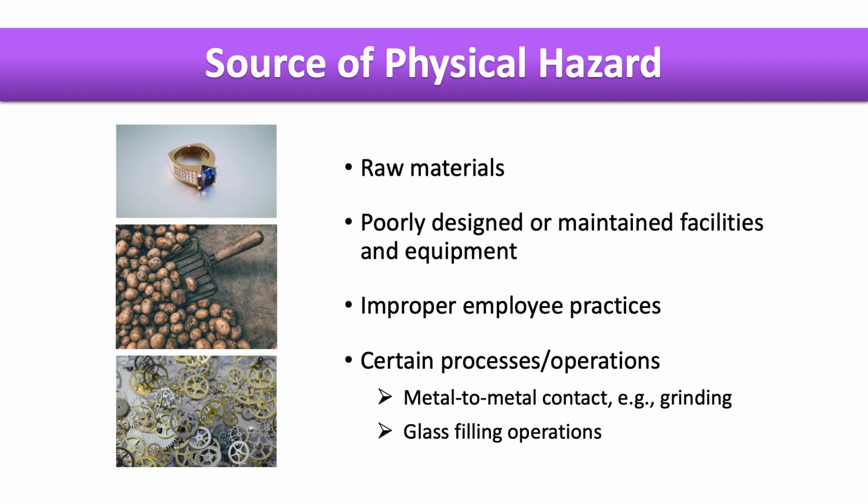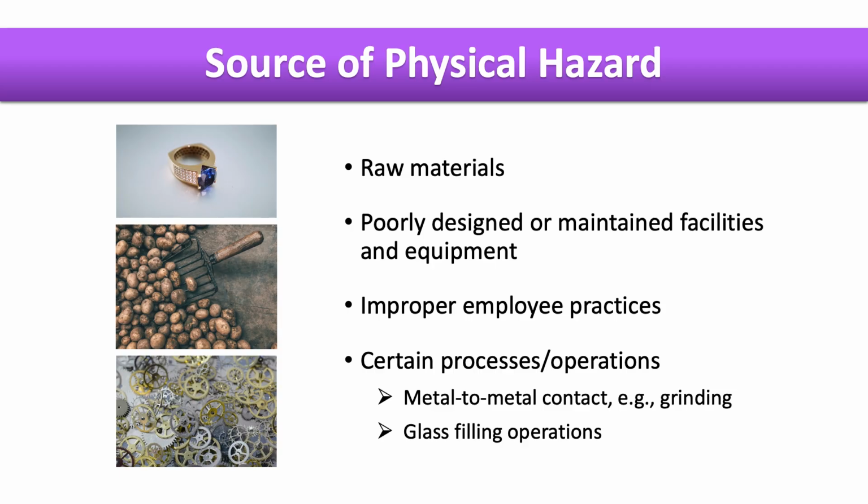Of course, naturally occurring physical hazards come from the raw materials. Some plant origin ingredients may also occasionally have stones present in the raw materials. In addition, some poorly designed or maintained facilities and equipment may serve as a source of physical hazard contamination.